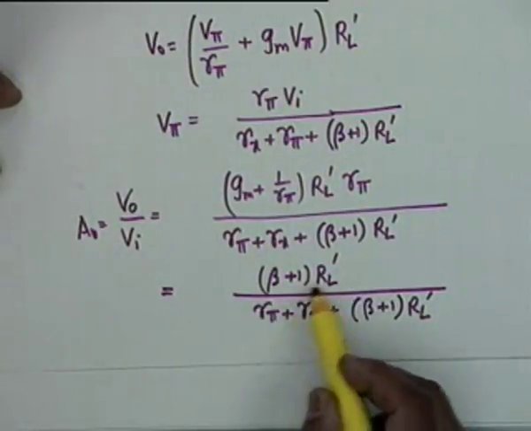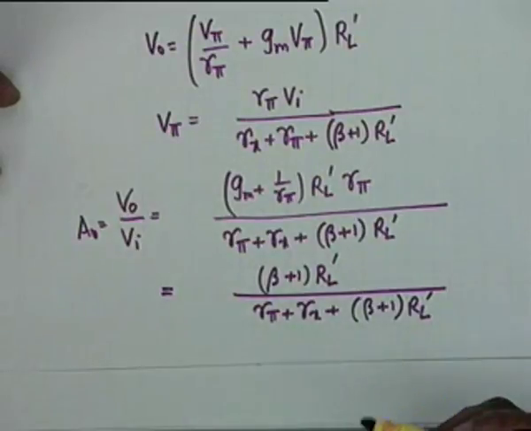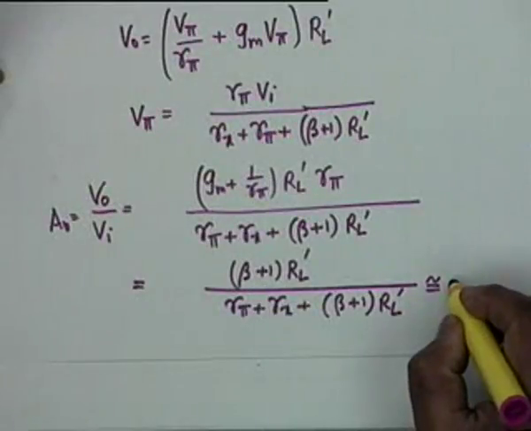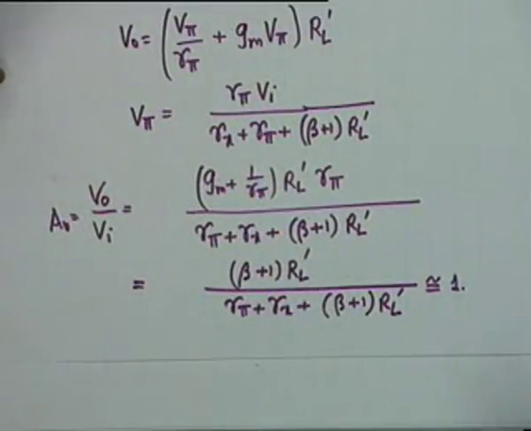Now, (beta plus 1) RL prime normally will be much larger than R pi plus Rx. So this is approximately equal to 1. But you must remember it is always less than 1.